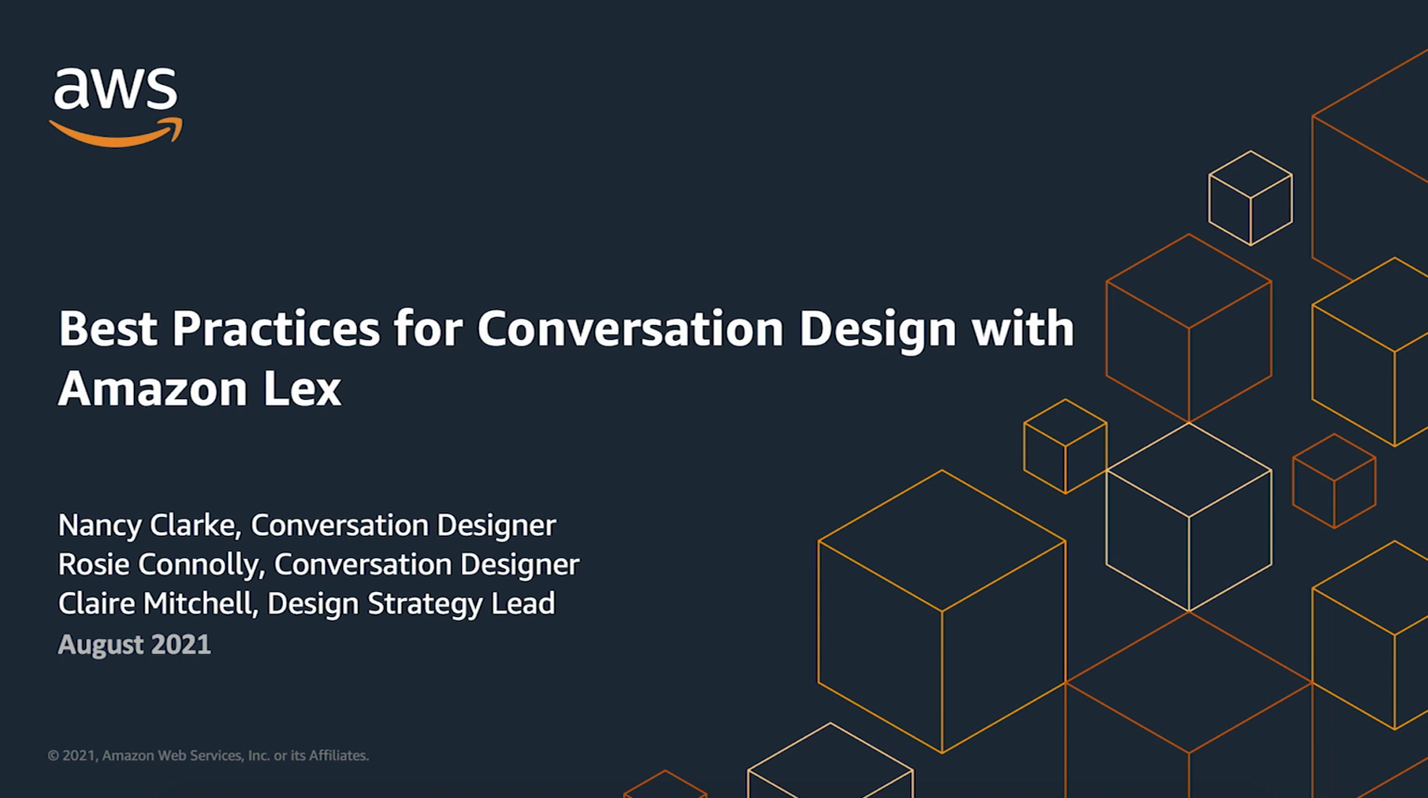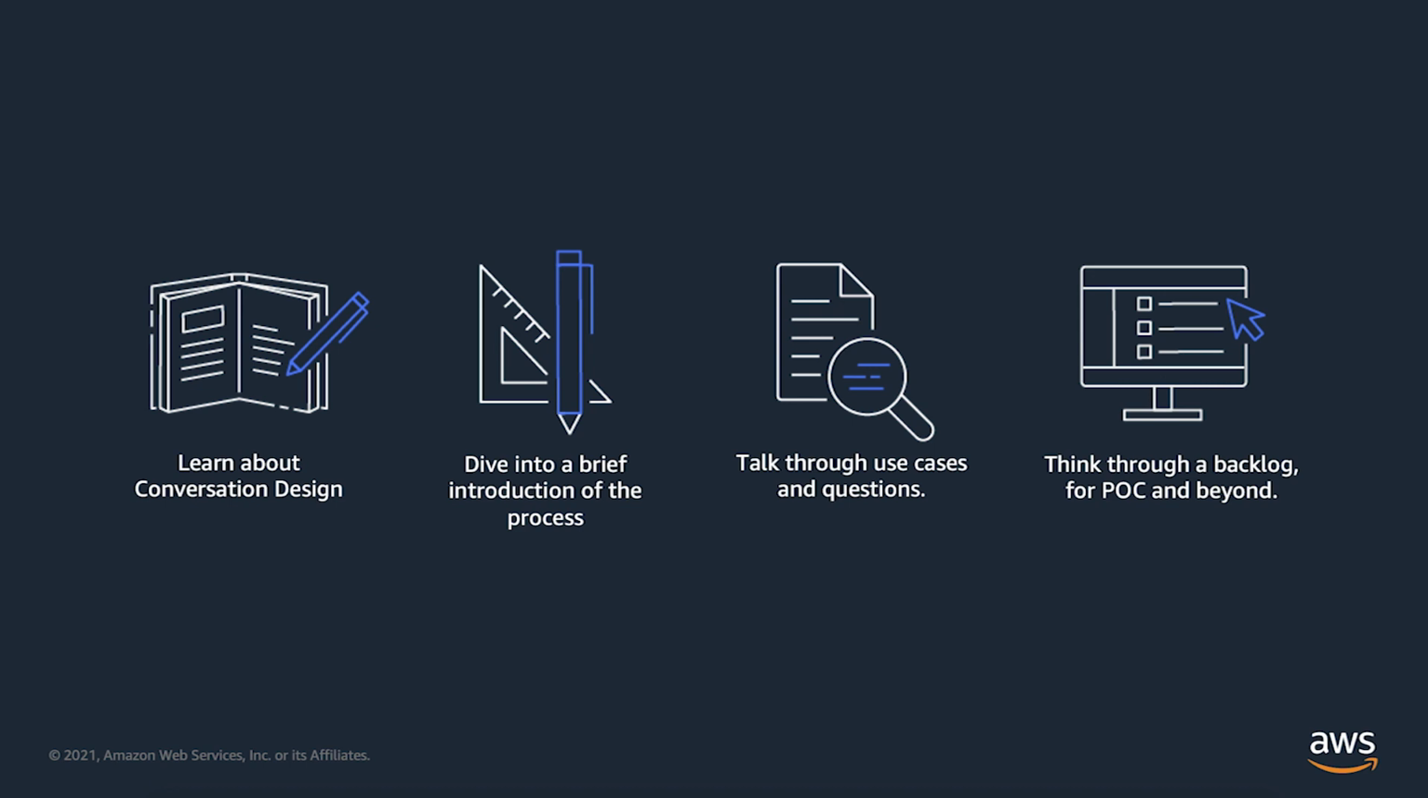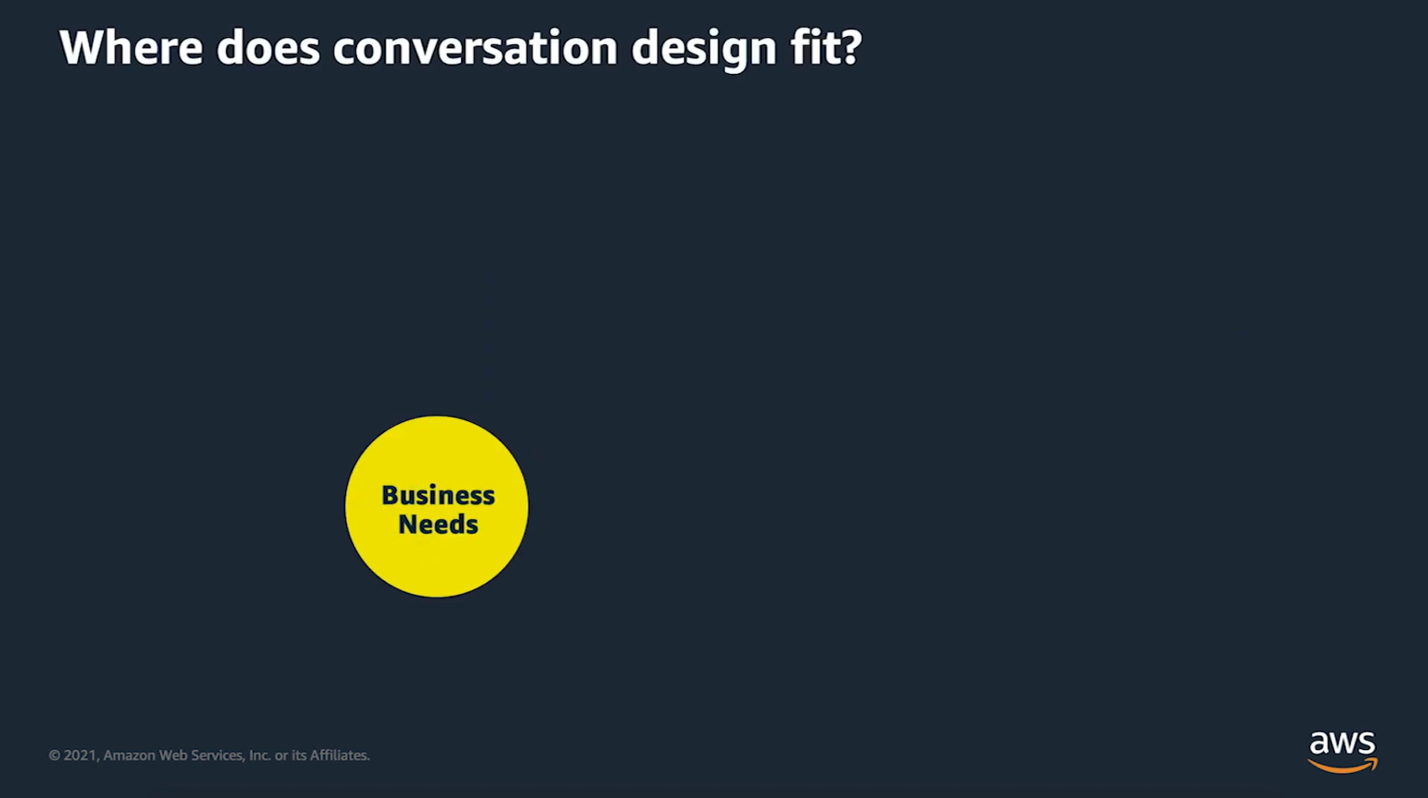And so today we're just going to talk to you a little bit about the overall process for conversation design using Amazon Lex. We're going to start by talking a little bit about conversation design, where it fits into the process for building a conversational AI application. Then we'll dive into a brief introduction of the overall process. We'll walk through some standard use cases and some questions, and then we'll think through a backlog for proof of concept and beyond. The first question is, where does conversation design fit?